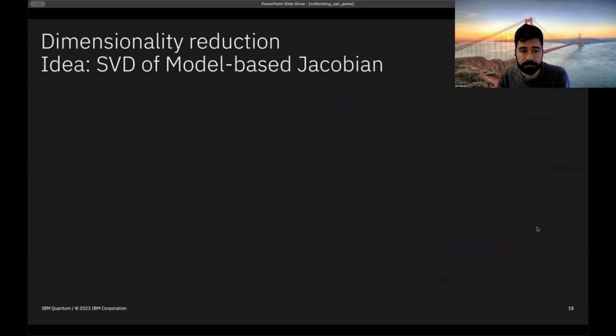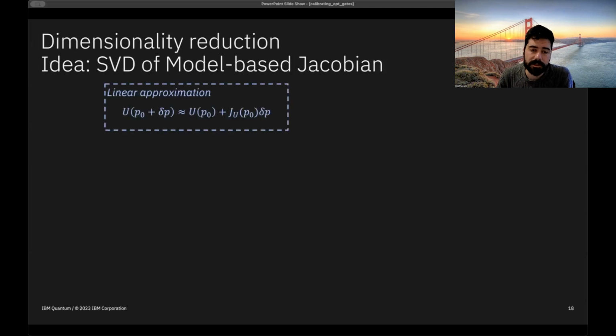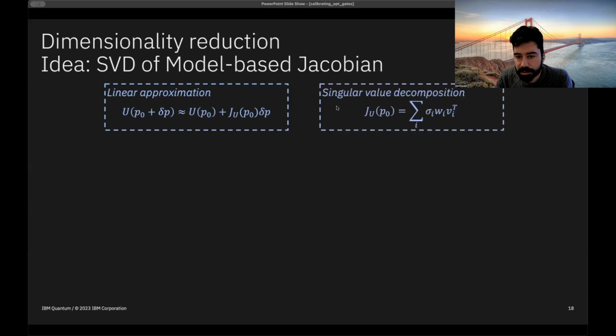So the idea is really simple, and it's to look at the Jacobian of this mapping from parameters to unitaries. So basically, linearly approximate this mapping. Again, say I find P0 from optimization, and I think my model's pretty good, but obviously it'll still need some tweaking. So here's my unitary at P0, and then it has a linear correction: the Jacobian of this mapping at P0 times my deviation in the parameter space.